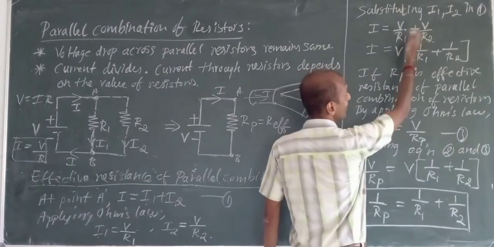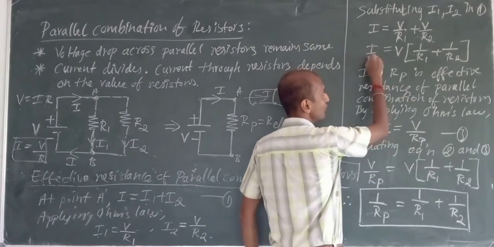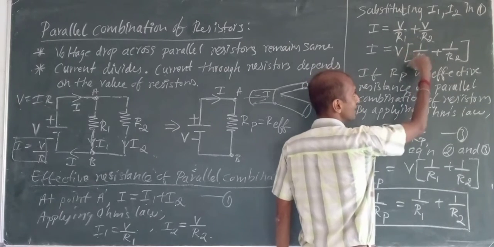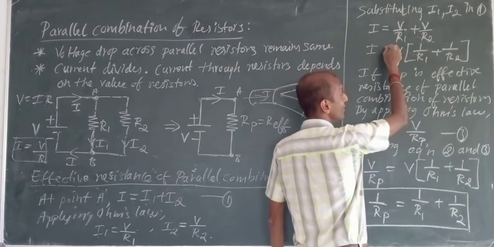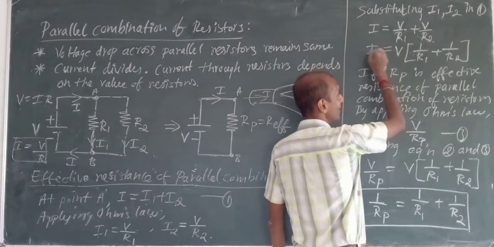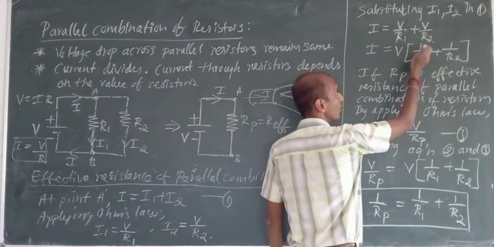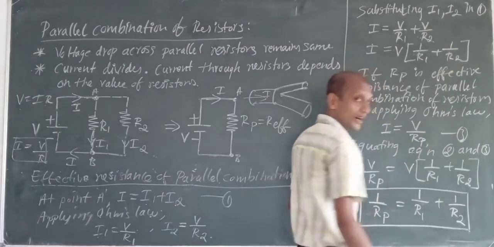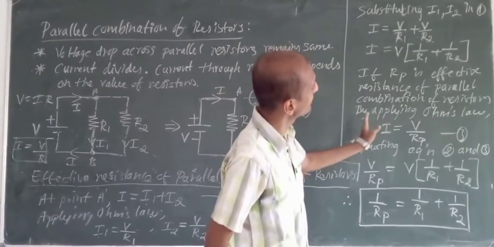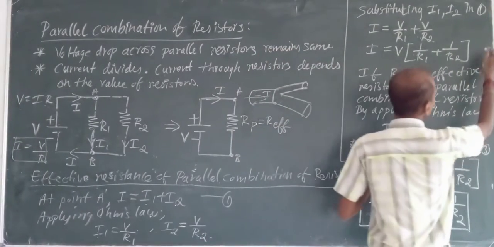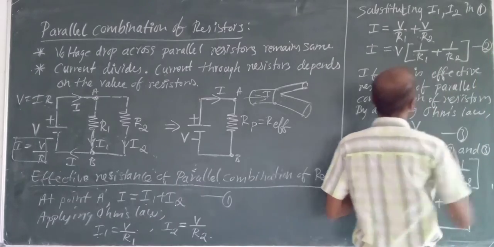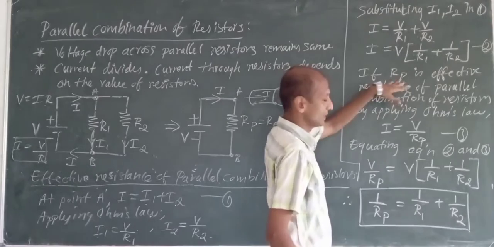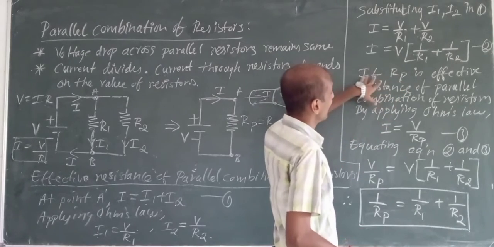Now if I take V as common here, I will be equal to V taken common into 1 divided by R1 plus 1 divided by R2. Fine. Is that okay? So this one I will be taking as equation 2.